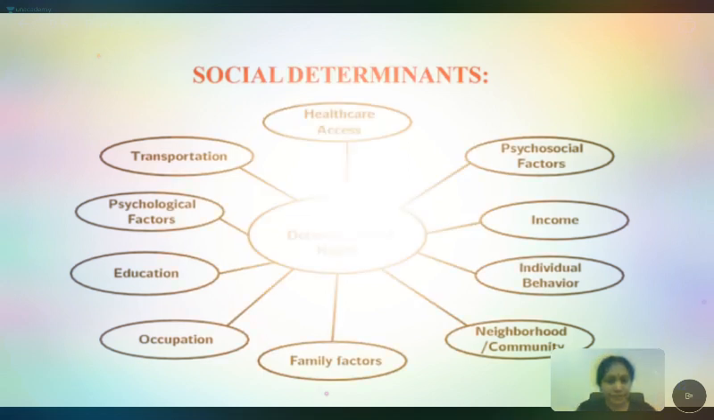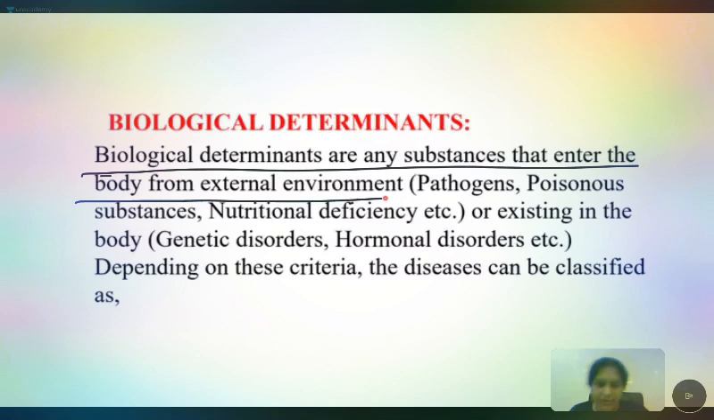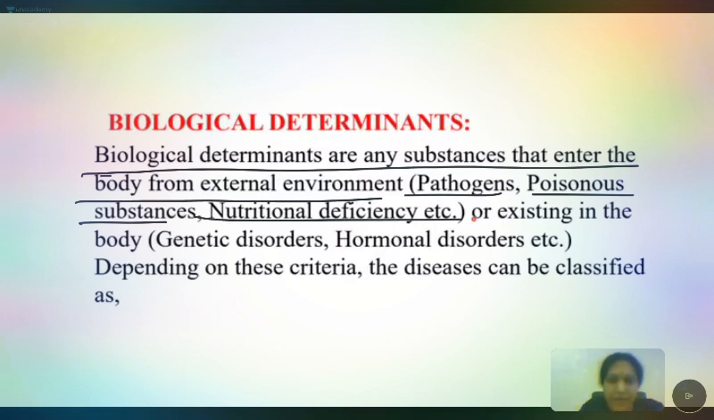Next, biological determinants. Biological determinants are substances that enter the body from the external environment. It can be pathogens or poisonous substances or nutritional deficiency, isn't it? Whatever nutrients we have to receive, if they are not coming into our body, then also disease. If a pathogen comes into our body, then also disease. For example, silicosis, asbestosis, any poisonous substances, pollutants, carcinogens entering our body, then also disease. So these are not social determinants.